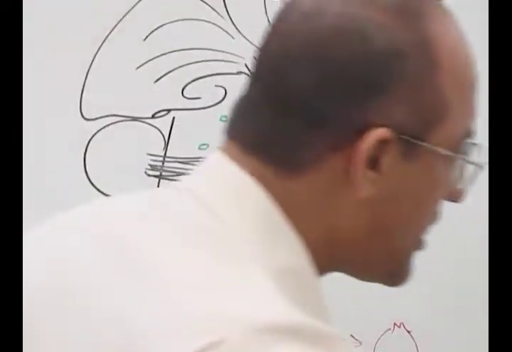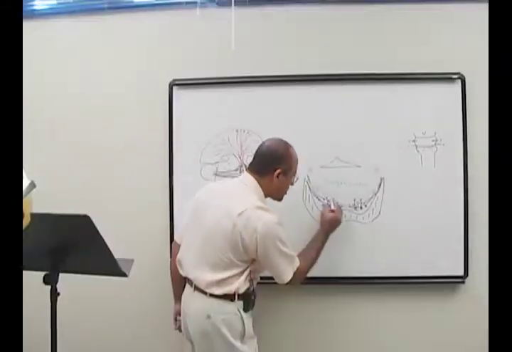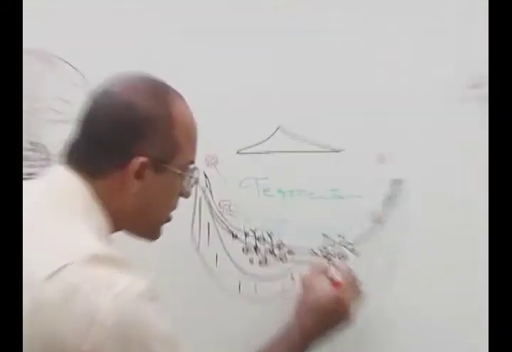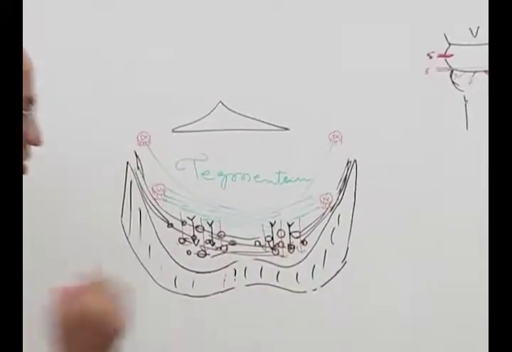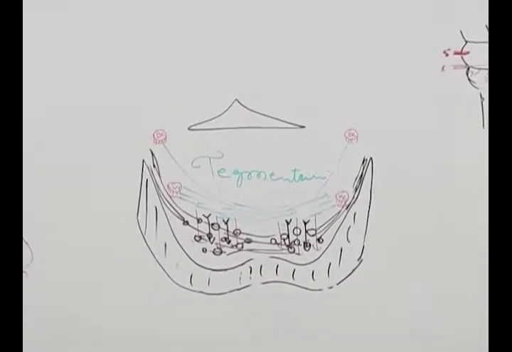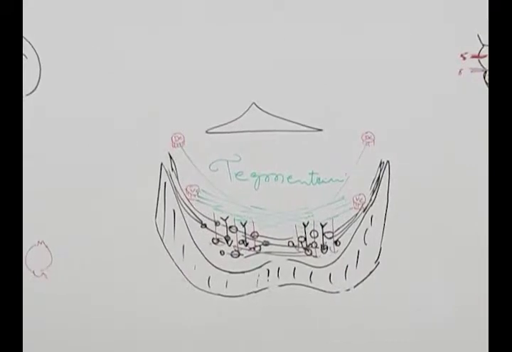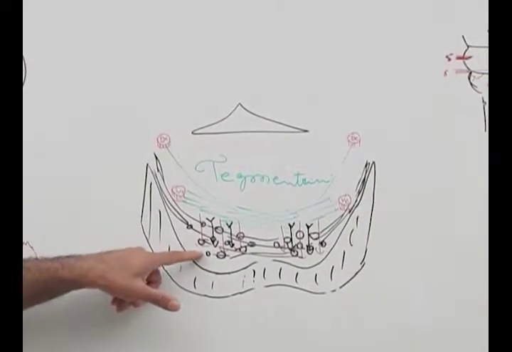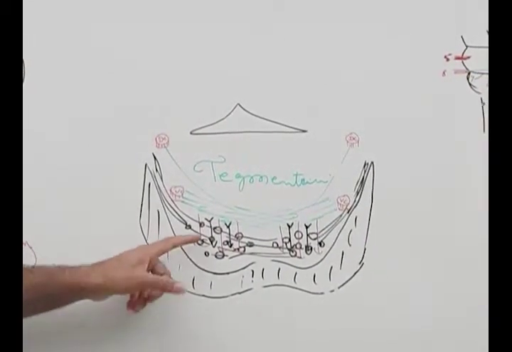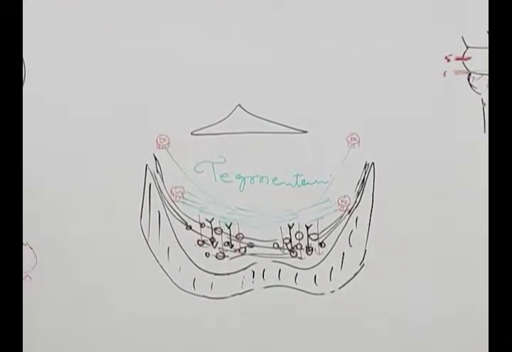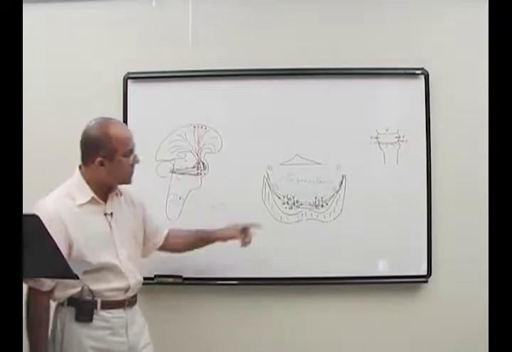So we can say here, which fibers are going down? Corticonuclear and corticospinal. Corticonuclear will end up in the nuclei of the brainstem, right? Especially they are going to the medulla downward, and corticospinal are going to the spinal cord. Am I clear?